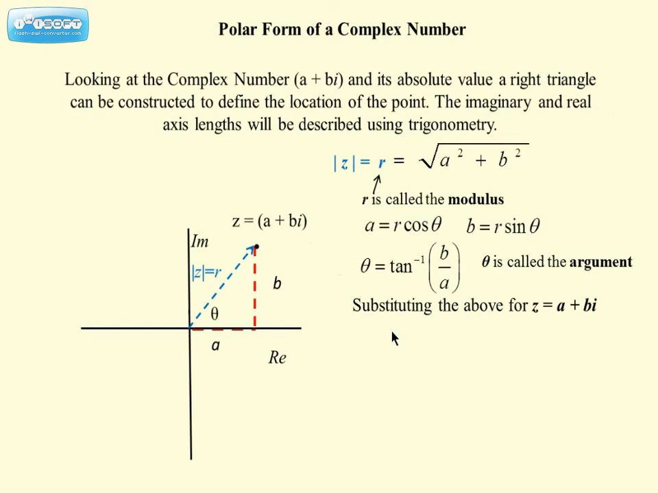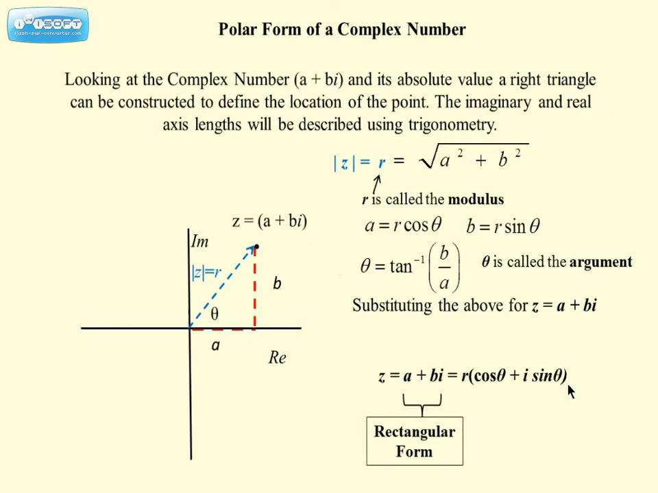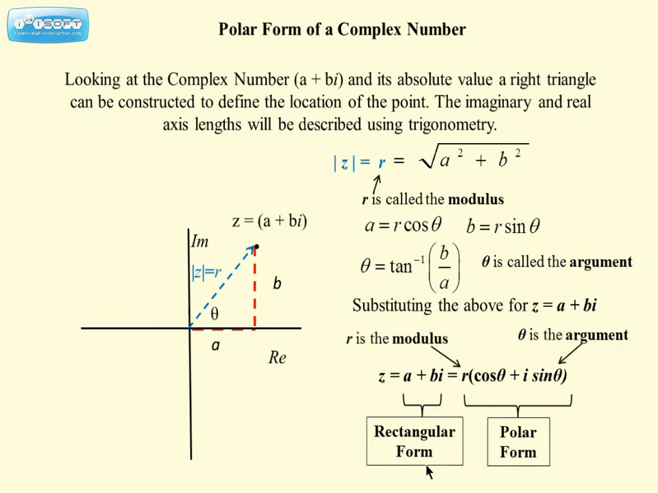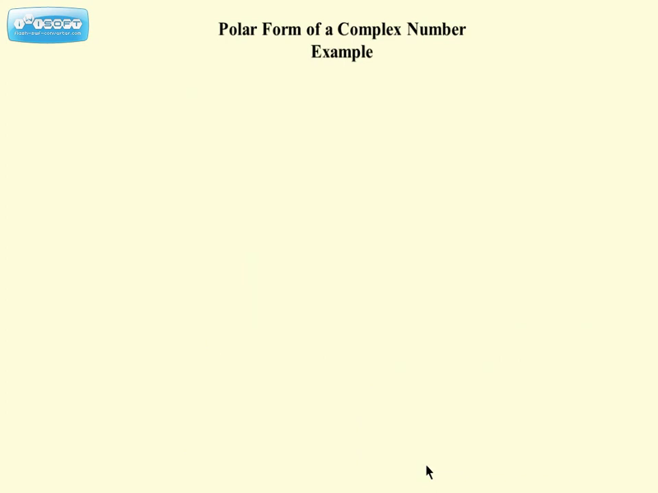If we substitute the above results into the standard form, we obtain the following. R cos theta is a, r times sine theta would be b. We've just factored out the r to put it in this form, which is considered polar form. A plus bi is referred to as rectangular form. R times (cos theta plus i sine theta) is referred to as polar form. Remember, r is referred to as the modulus, and theta is the argument.